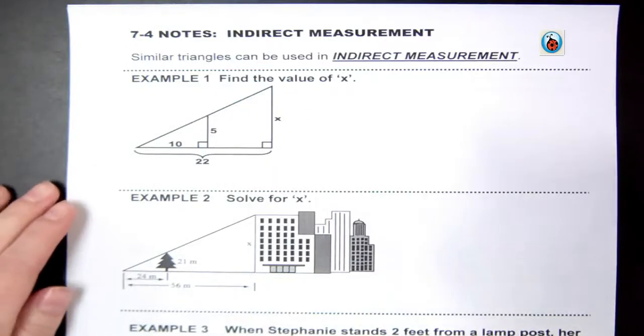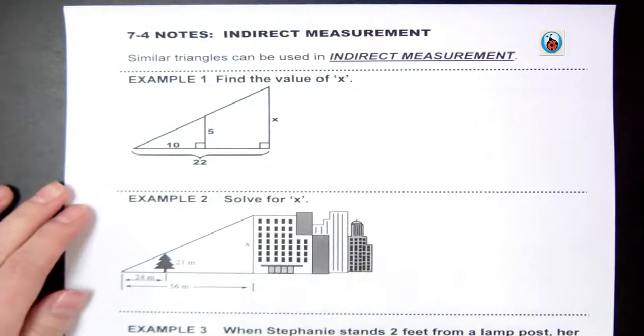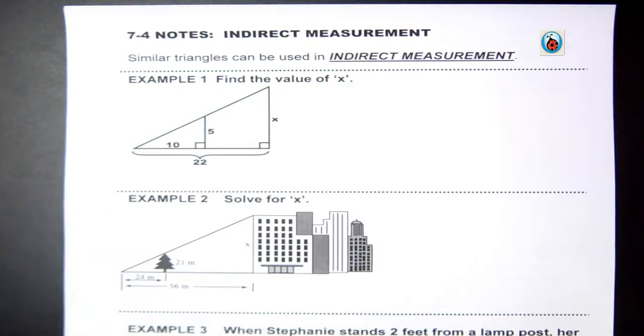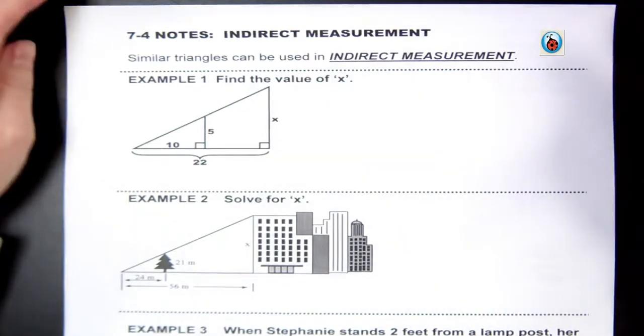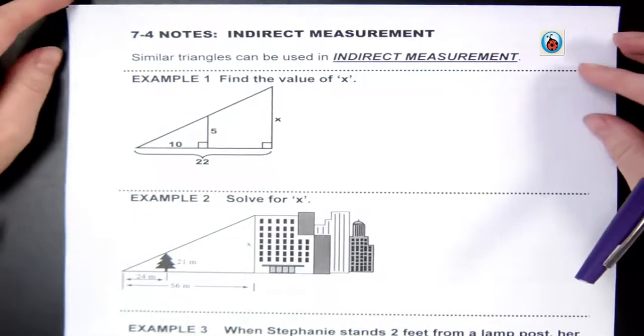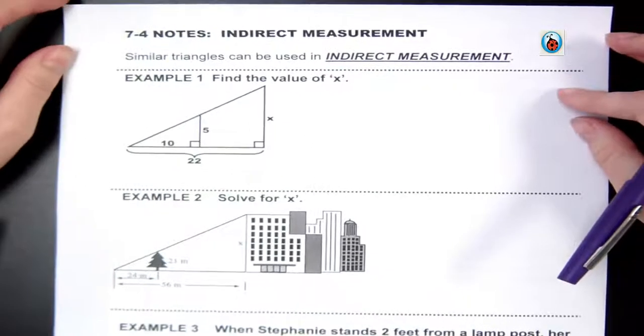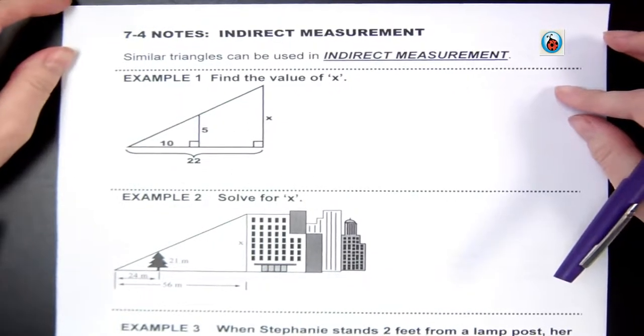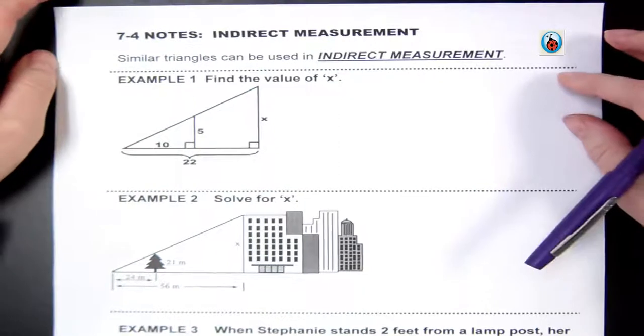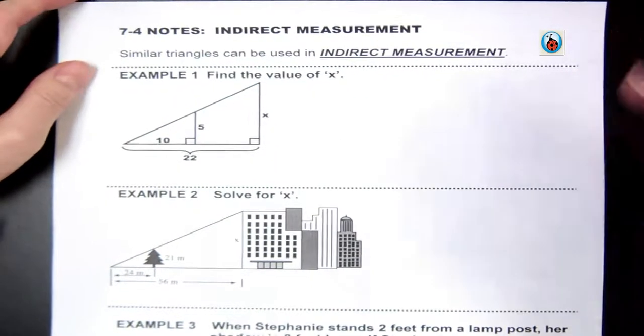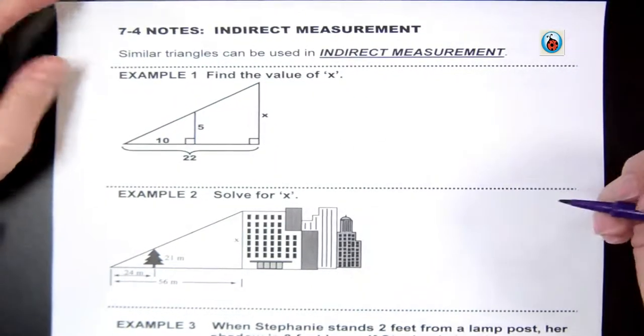Okay, we are now here on note 7.4, indirect measurement. This is where we take what you've been working on this whole unit and apply it to some real life situations. So you might have seen some surveyors out doing things with camera-like equipment, marking lines like this, or sometimes people just need to estimate the height of buildings or trees. And so this is what we use.